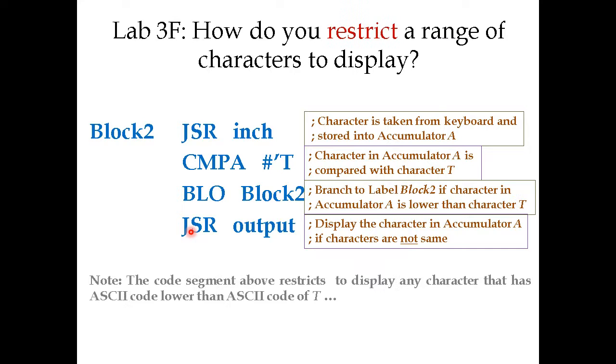You can even do better than this. For example, if you want to restrict a range of characters instead of just one character, you can do it by writing the same 4 lines with a different branching. Right now, we just wrote BLO. That means if you enter anything which is less than T, now what do you mean by less than T? Meaning which has ASCII code less than capital T, then it will not display it. A lot of characters are restricted, right? So I'm just showing you that just writing the same 4 lines, you can even block a lot of codes if you want.